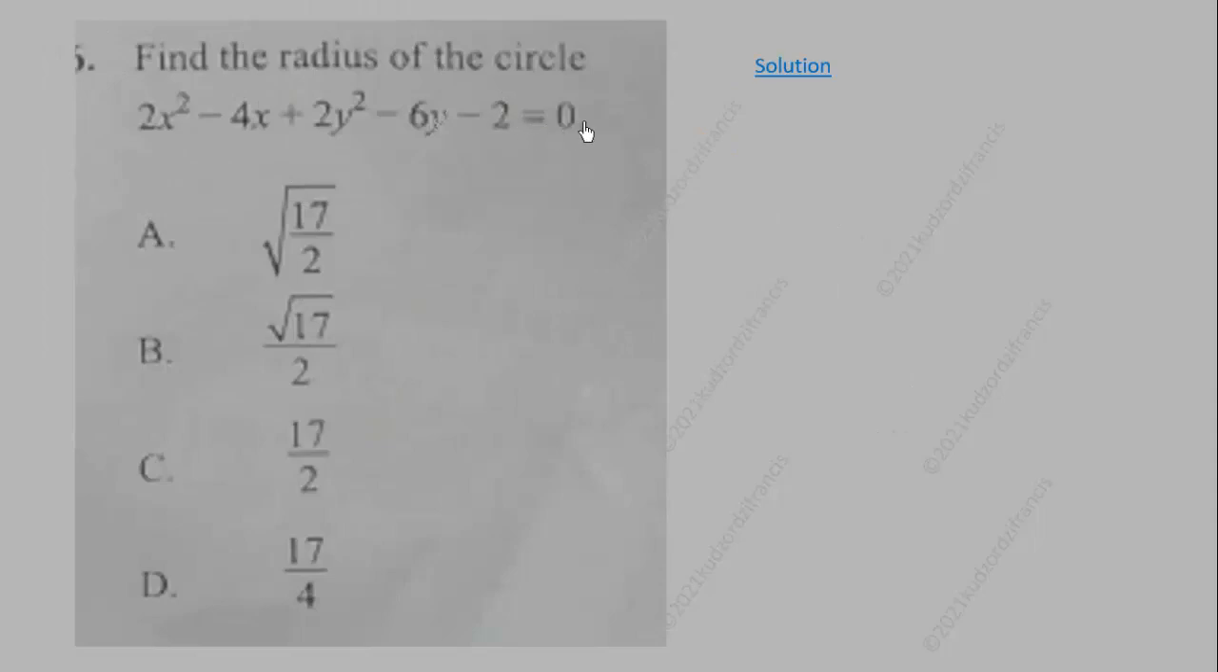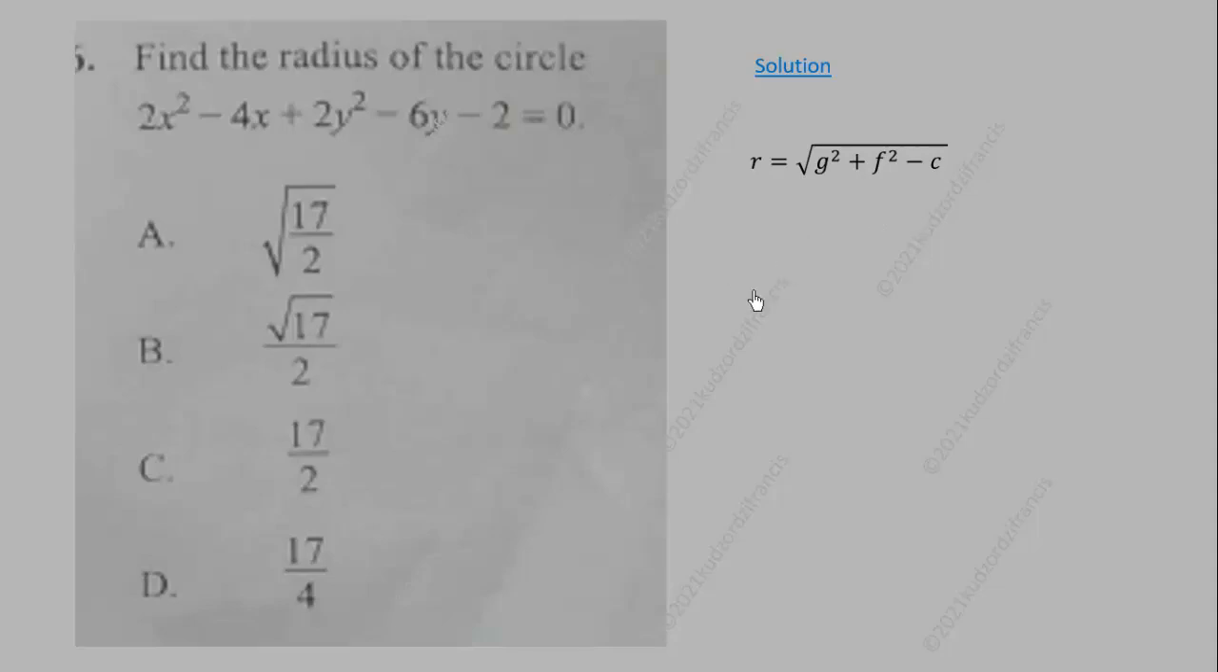Find the radius of the circle with equation 2x squared minus 4x plus 2y squared minus 6y minus 2 equals 0. So this is the formula you can use, r equals the square root of g squared plus f squared minus c. We are going to use two different approaches here. So this is the first approach.